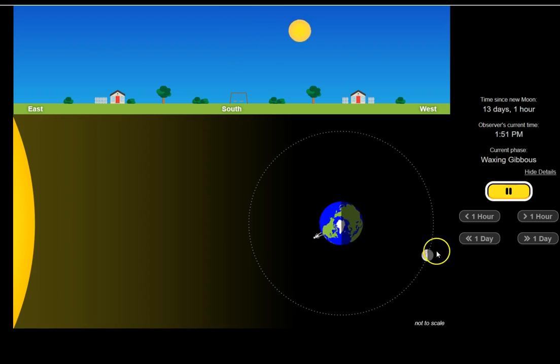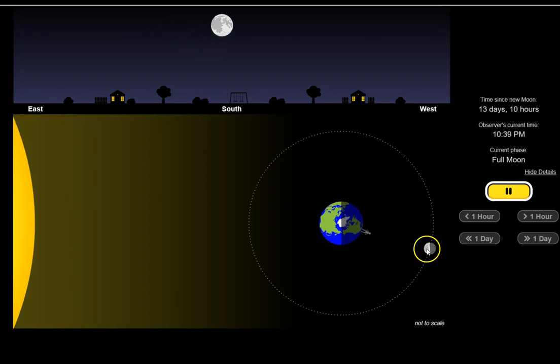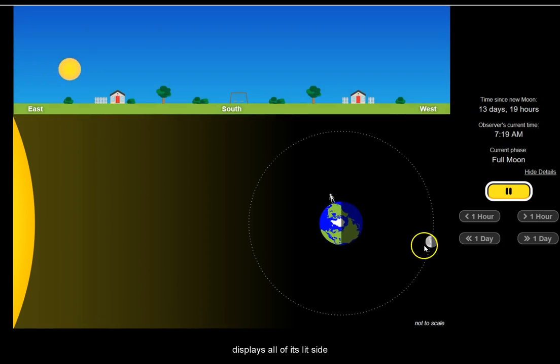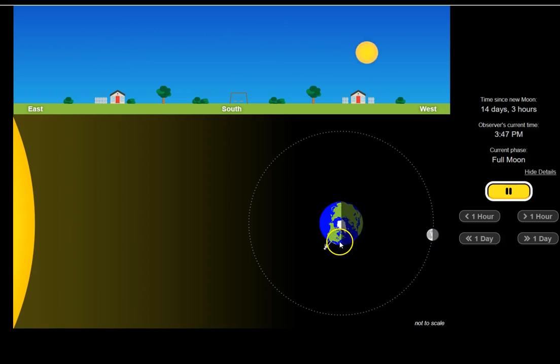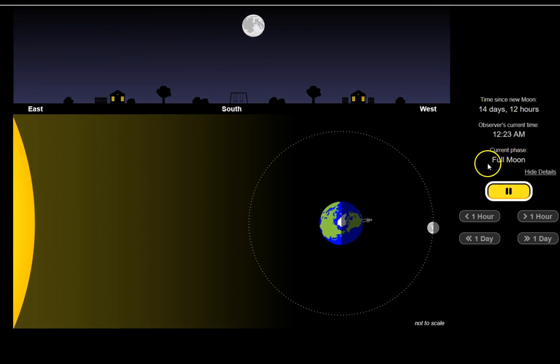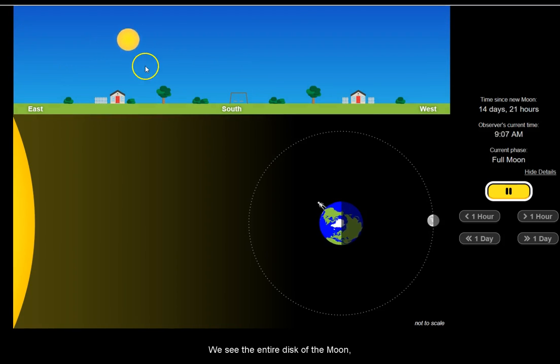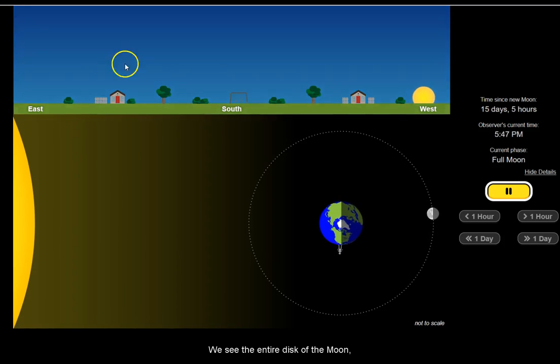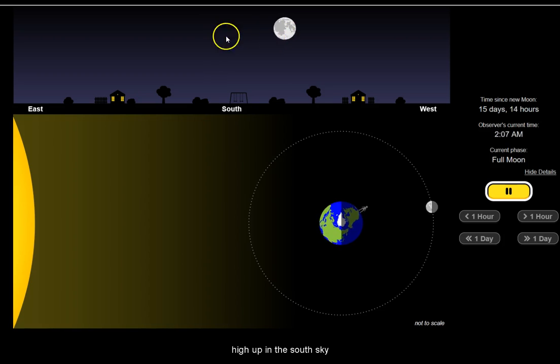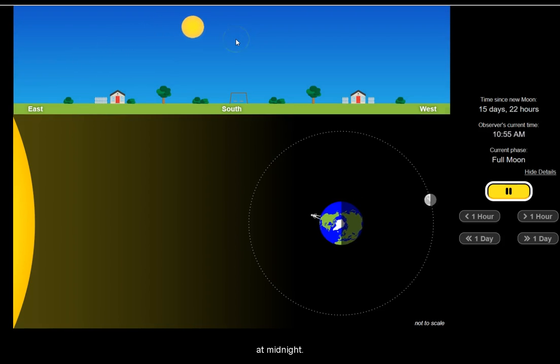Once the moon displays all of its lit side for our viewing, that is known as full moon. We see the entire disk of the moon high up in the south sky at midnight.